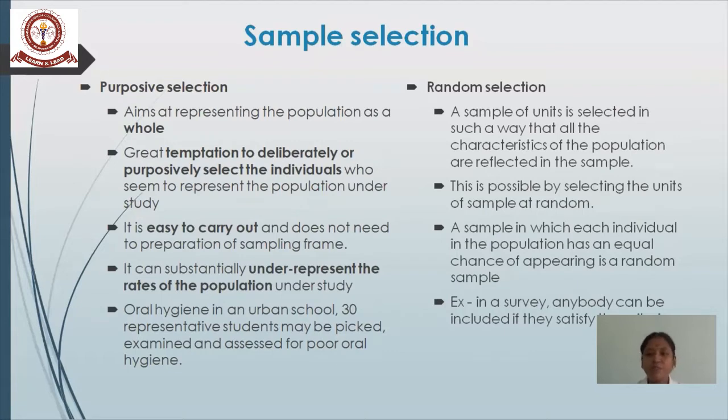For random selection, we should select the sample in a random manner. That is, each and every individual in the particular population has an equal chance of appearing as a random sample. So for example, anyone can be included in the same survey. In purposive selection, we are handpicking the students who we think are representative to study the oral hygiene practices. But in random selection, we'll be selecting any student randomly and assessing the oral hygiene practices. So these are the two methods of sample selection.